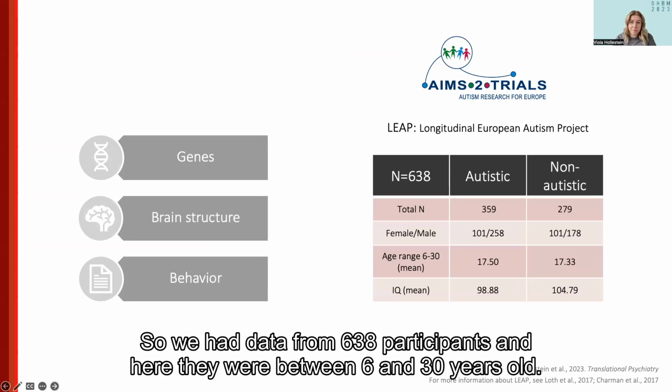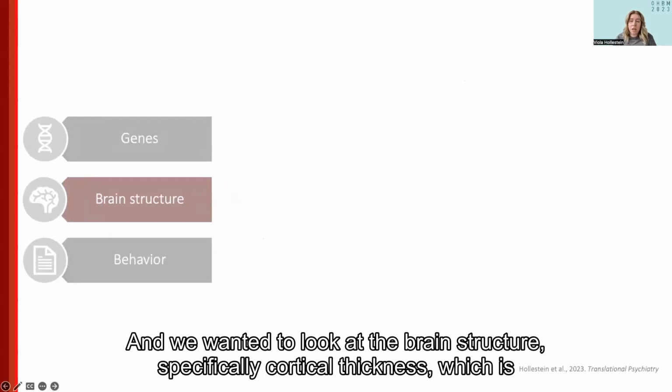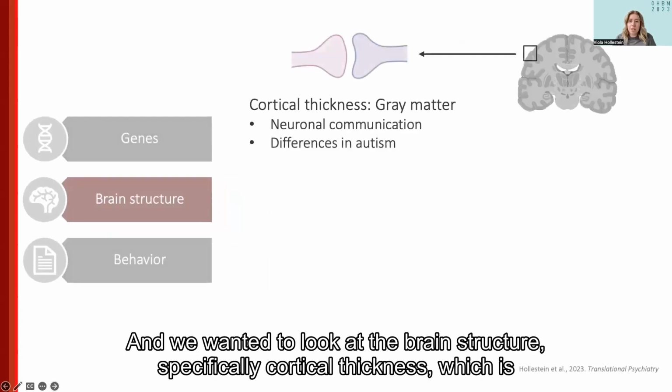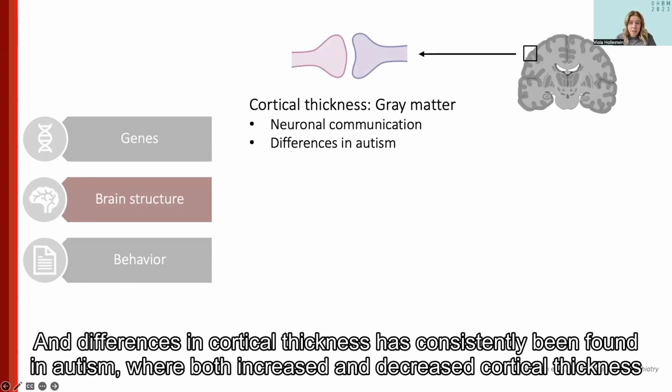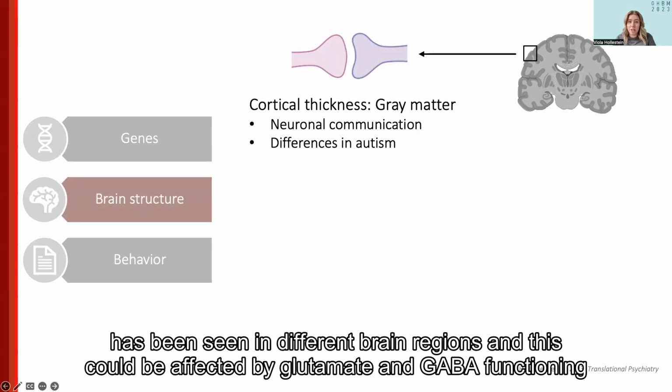So we had data from 638 participants, and here they were between 6 and 30 years old. And we wanted to look at brain structure, specifically cortical thickness, which is a measure of gray matter volume across the cortex, because it's in gray matter that neurons connect and communicate. And differences in cortical thickness have consistently been found in autism, where both increased and decreased cortical thickness has been seen in different brain regions.